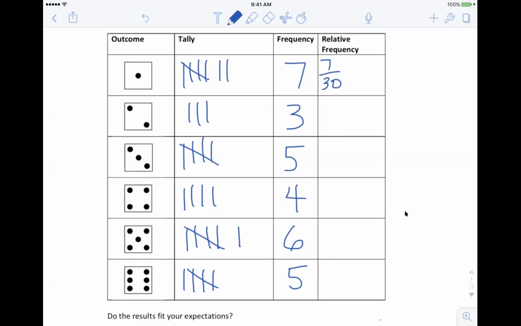So that's 0.233, right? So approximately 0.233. And I could run through and do that for each one.